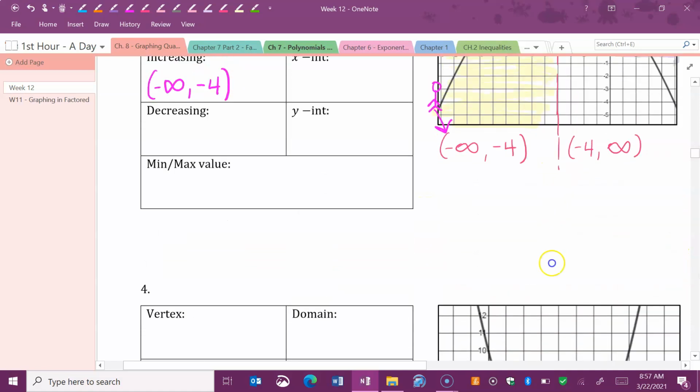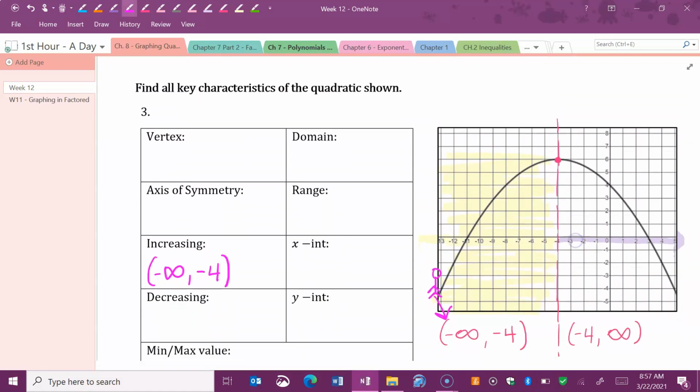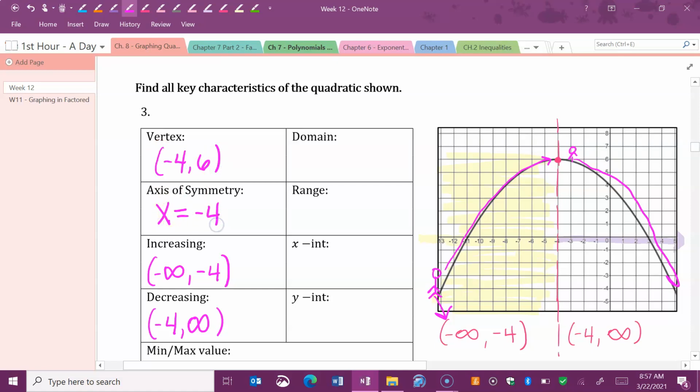We always read that graph left to right. So he's going up, up, up, up, up, up, and then when he gets here, he's going down, down, down, down, down. So this side is the decreasing from -4 to infinity. Okay. The vertex is obviously at (-4, 6). Okay, that means that axis of symmetry is at x equals -4.